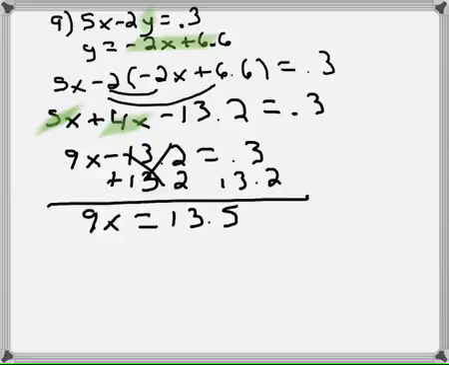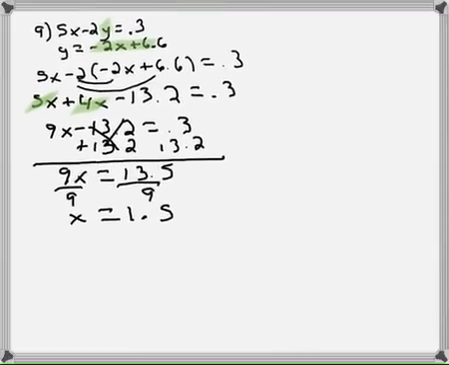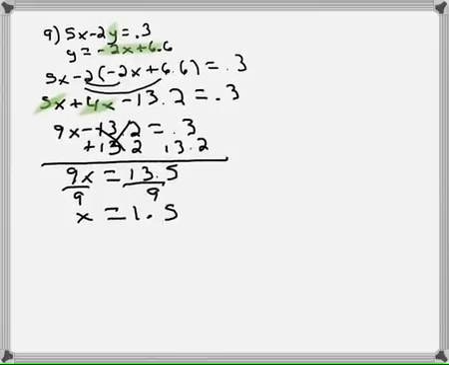How do I get rid of that 9? What's the opposite of multiplying? To divide by 9. So divide by 9 there. That's going to give me x equals 13.5 divided by 9, which is 1.5. Now I have to put that x back into one of the equations. I'm going to go ahead and put it back into this equation right here.